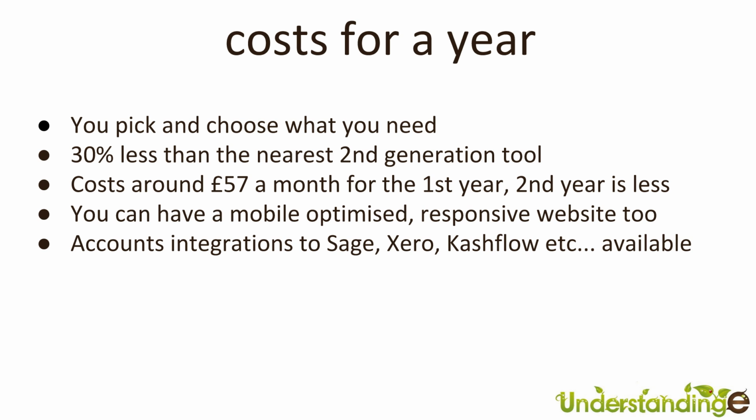Okay. Now, if you break this down on a per month basis, about £57 a month for the first year. Of course, the second year is less because you don't have those one-off costs within your business. You can have a Magento and a mobile optimized website for literally $99. That's how much the theme costs.